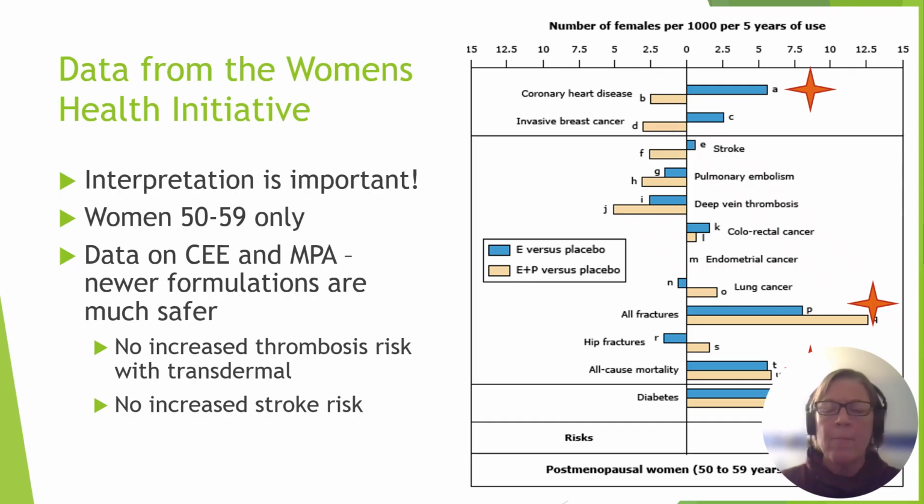Anyway, what I want to point out is that the risk of coronary heart disease is reduced. So over here on the right we have reduction in risk or benefit, and over here on the left we have risk. The risk of coronary heart disease was reduced with estrogen therapy. The risk of fractures was reduced with both estrogen and combined estrogen and progesterone therapy. All-cause mortality was reduced significantly, as was the incidence of diabetes.